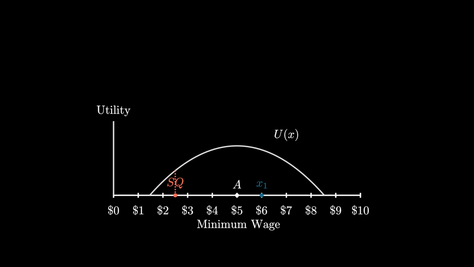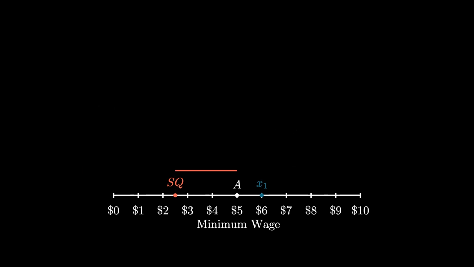To determine how legislator A will vote, we just need to compare the utility that legislator derives from the status quo and from the proposal and see which one is higher. Here we can see that legislator A derives more utility from the proposed policy of $6 than the status quo at $2.50. Therefore, they'll vote for the proposed policy. Because the utility function is single-peaked and symmetric, asking which policy gives more utility to the legislator is the same as asking which policy is closer in space to the legislator's ideal point.